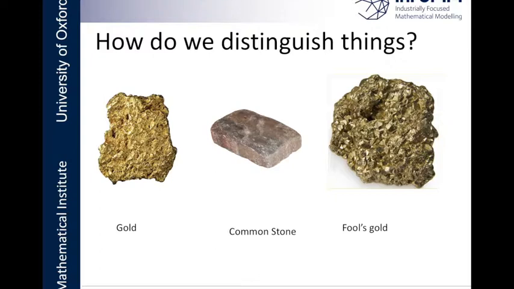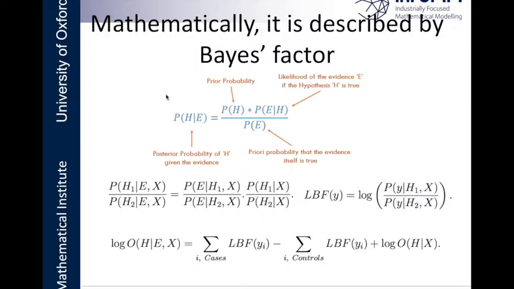Let's quantify these things. The quantification will come from a mathematical concept called the Bayes factor. So here we see the familiar Bayes rule, where the posterior probability is the prior probability multiplied by the likelihood. And from this, we can deduce this formula, which is simply dividing H1 by H2.